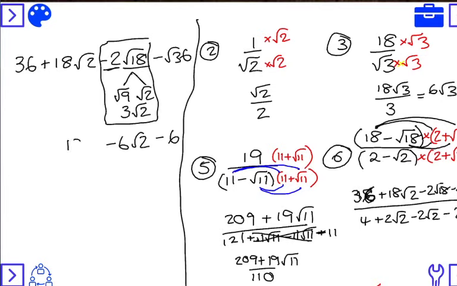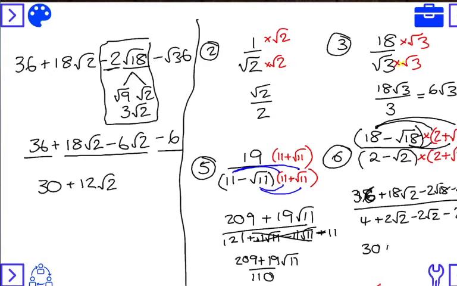I've also got 18 root 2, which can't be simplified, and I also have 36 at the front. So now collecting together all terms that are like, you've got 18 root 2 minus 6 root 2 is 12 root 2, and 36 take away 6 is then 30, so 30 plus 12 root 2. So there's my numerator, which would be 30 plus 12 root 2.